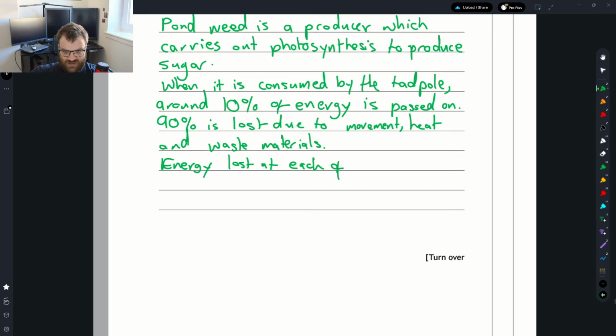Next one, name a chemical in fertilizers used to help plant yields.